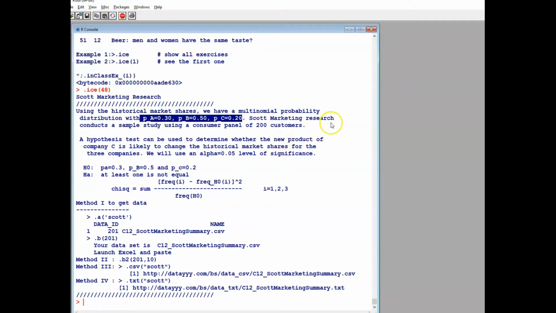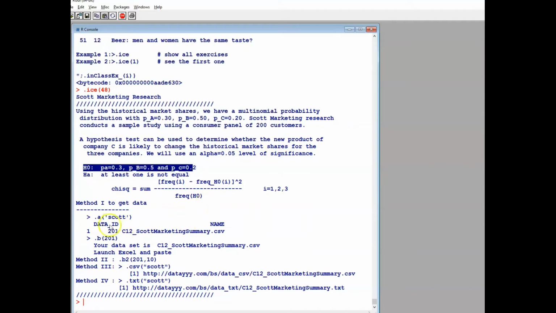Okay. Scott Marketing Research conducts a sample study using a consumer panel of 200 customers. Okay. So we have a data set with 200 observations. Then we can calculate corresponding probability PA, PB, and PC. So we are going to test whether we have the same result or not. Okay, so alpha is 5%, and so this is our hypothesis.